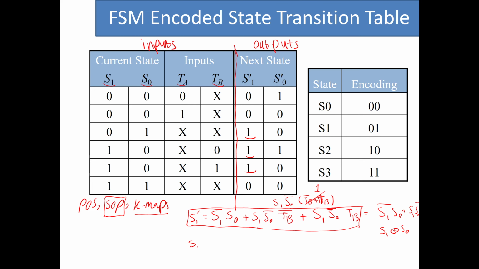Let's just do the same for S0 prime. S0 prime only has two terms. The first one is S1 bar, S0 bar, TA bar, again following the procedure for the sum of product. And then we have this row, which is S1 S0 bar TB bar. So plus S1 S0 bar TB bar. This equation is the Boolean equation that shows the relationship between S0 prime and all of the inputs to this next state logic circuit. Also, as you can see, this cannot be simplified any further.